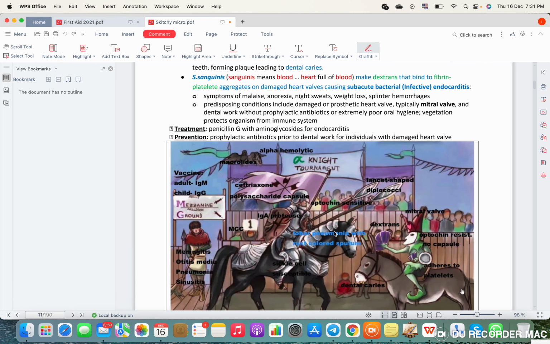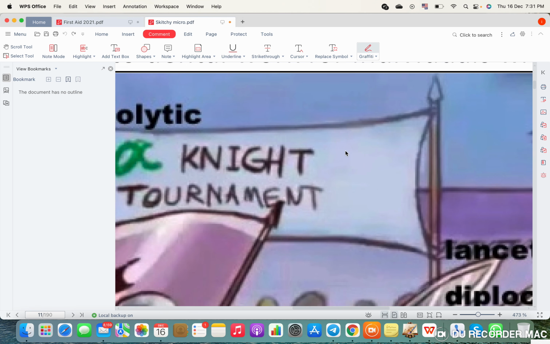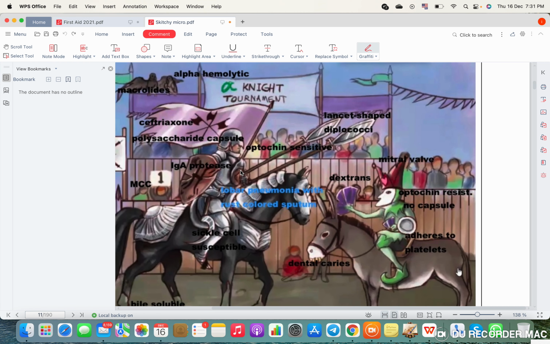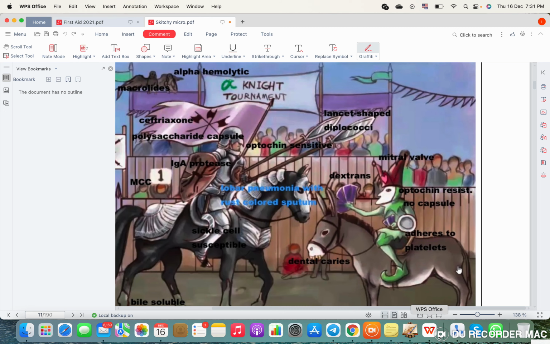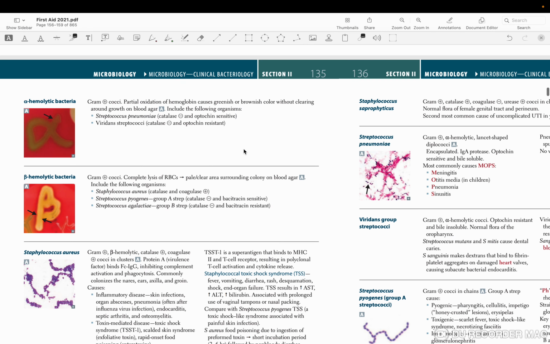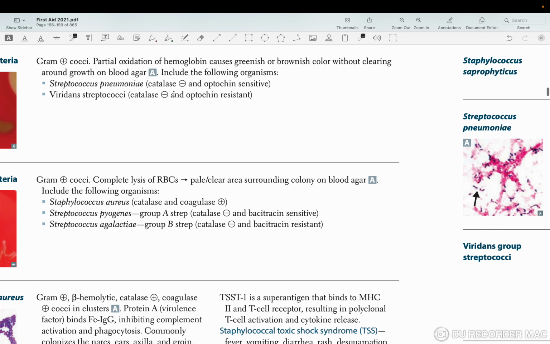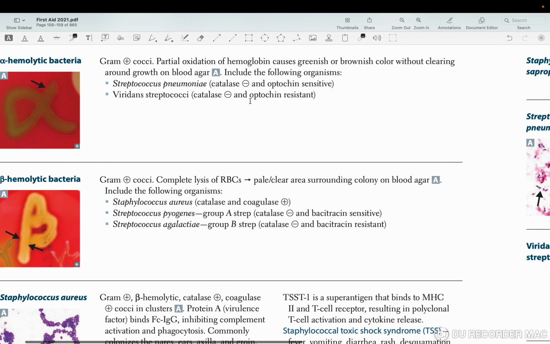And where is the alpha representation? The alpha night, yeah? So both of these organisms are alpha hemolytic. Strep pneumoniae: catalase negative and Optochin sensitive. Remember, his chin did not have a mask on it, so it was sensitive. Viridans: catalase negative and Optochin resistant.